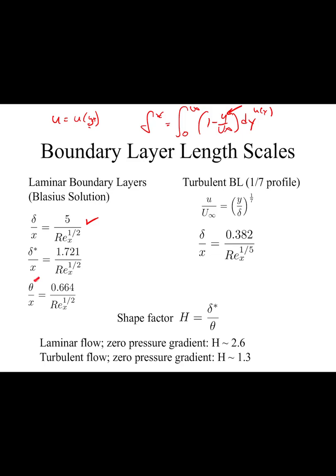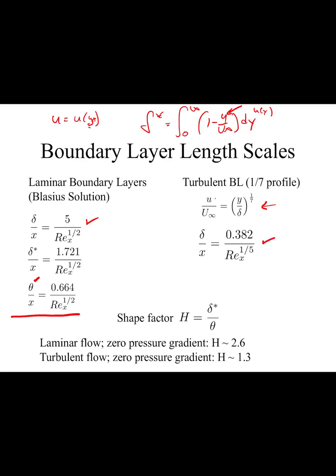And so that's for the laminar cases. And then for a turbulent boundary layer, just like for pipe flow, we can use a power law description. Say, for example, if we have a power law of 1/7, then we can plug this into our equations for delta star and theta and get our different solutions. And this is an example of how delta behaves.